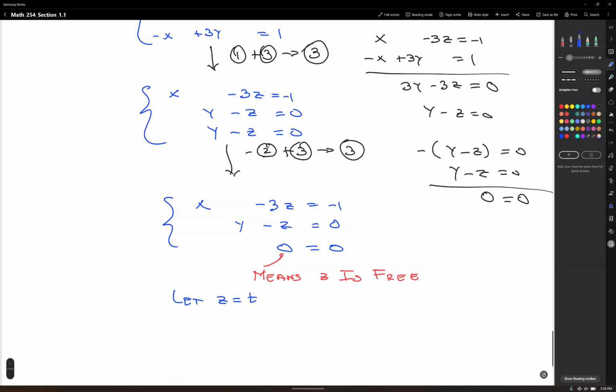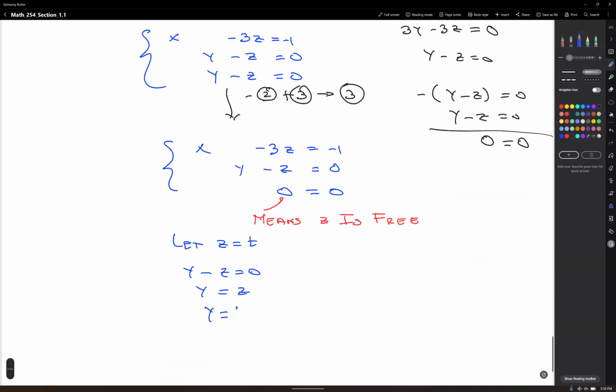Check this out. Do you see y minus z and y minus z? Those are essentially the same equation. Those are two planes in space that are overlapping with each other. And then we have another plane forming whatever angle, doesn't really matter, intersecting at infinitely many points that we're going to show parametrically here. So y minus z equals 0, which means y equals z, which means y equals t. And on the other hand, x minus 3z equals negative 1, x equals 3z minus 1, x equals 3t minus 1.